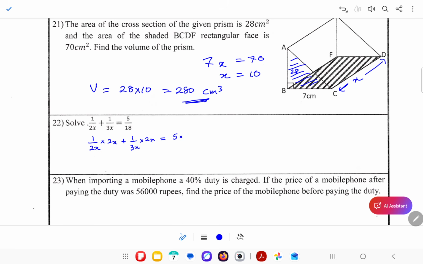Everything is multiplied by 2x. So then 1 plus 2 over 3 equal to 5x over 9. So then multiply everything by 9. 9 plus 6 plus 6 equal to 5x. So 5x equals 15. So x equals 3.